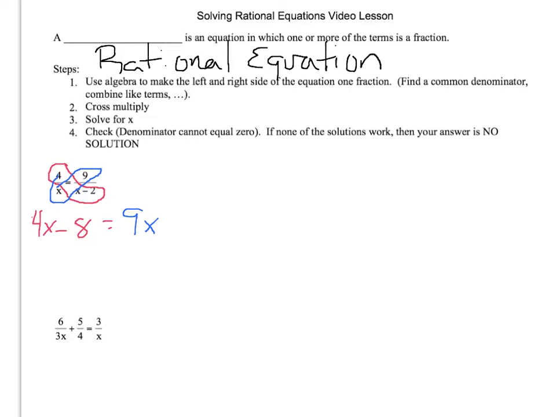Solve for x. So I'm going to subtract 4x. So I'll get negative 8 is equal to 5x. And divide by 5. X is equal to negative 8/5.